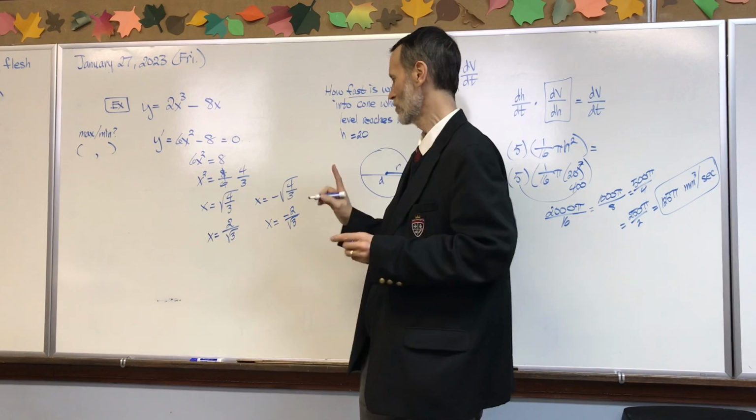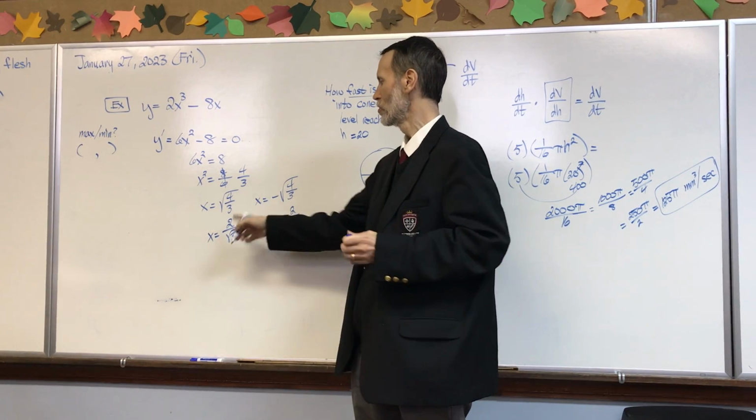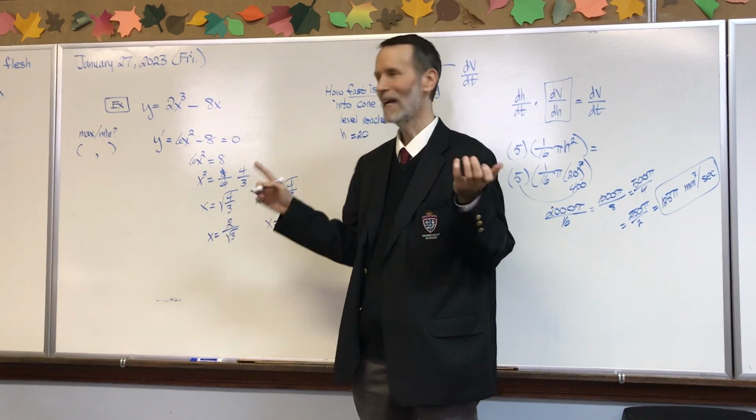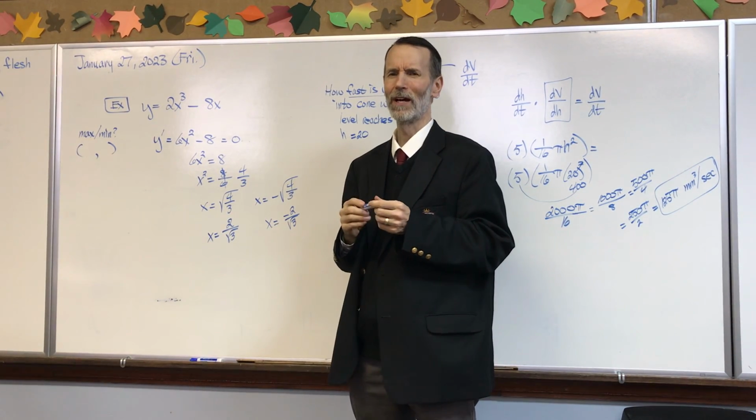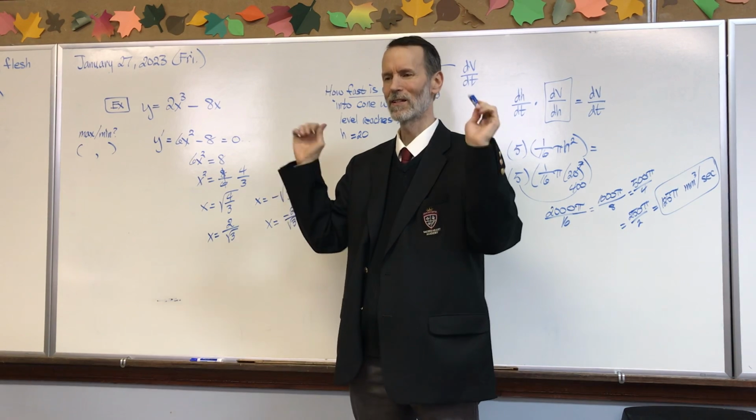Now the question, there are two more things I need to know. 2 over radical 3, comma what? And is that a max or min? Tell me how you do that. So you're in the middle of a test. Tell me how you get that.